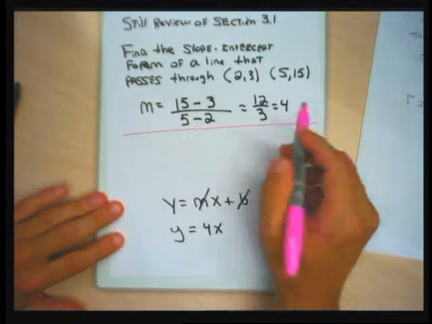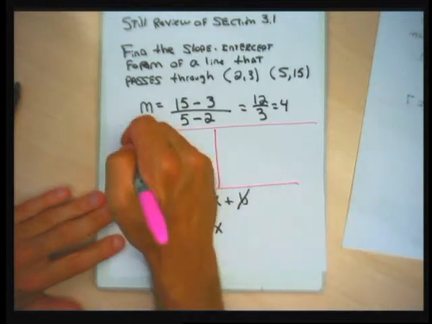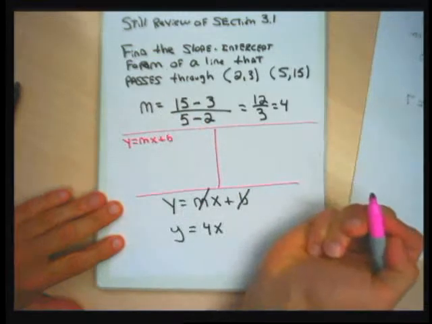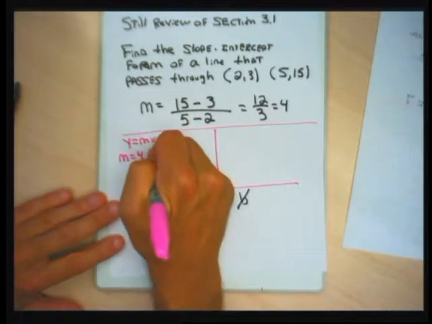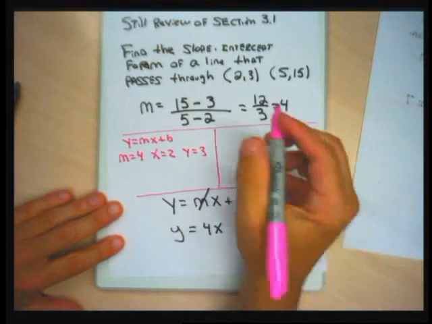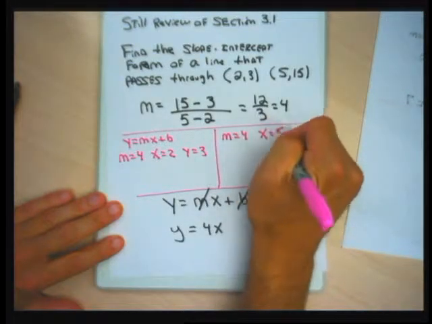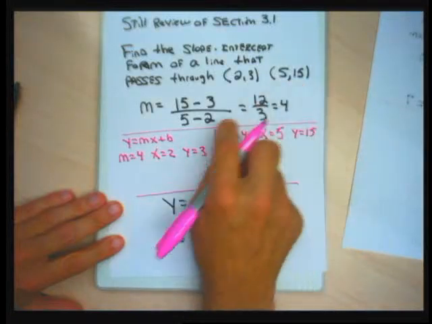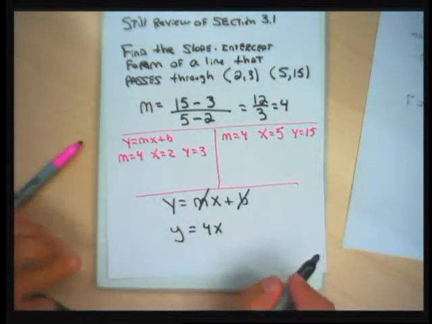Next thing I need to do is find the b, and you have flexibility. You have to use the equation y equals mx plus b to find the b, but you could use m equal to 4, x equal to 2, y equal to 3, or you could use m equal to 4, x equal to 5, y equal to 15. Doesn't matter which point you use, as long as you group the x's and y's together. So I'll show you that both of them give you the same b.